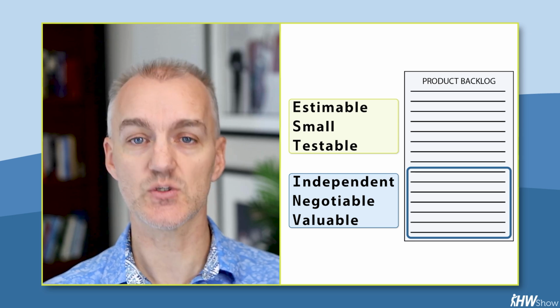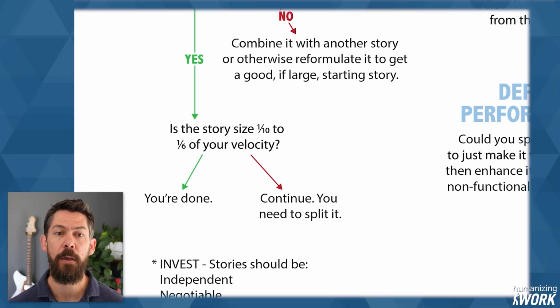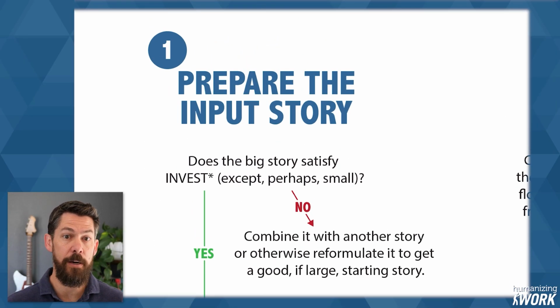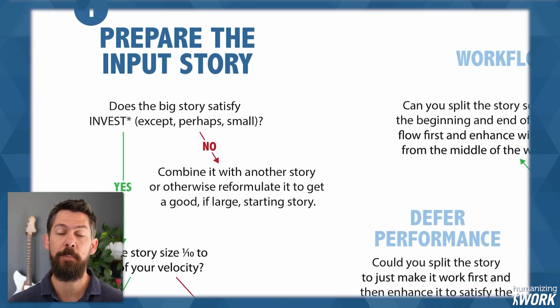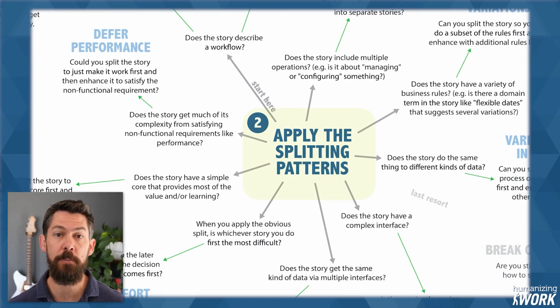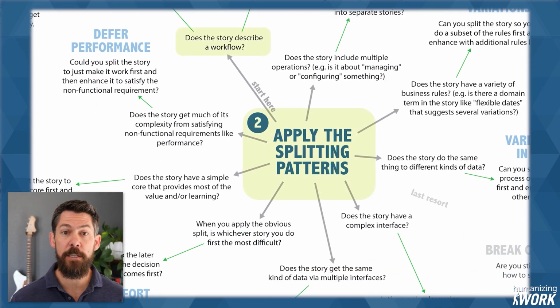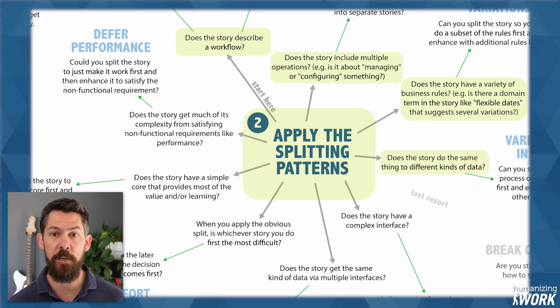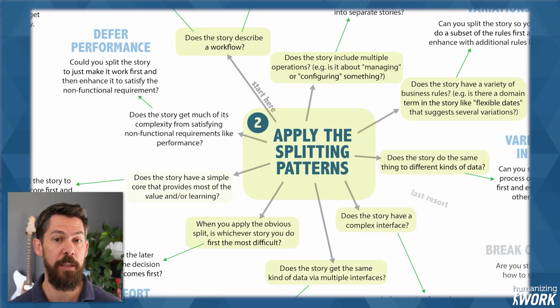Okay, so let's get to the actual patterns from the poster. Once we have a decent, if large, story to start with, we move to part 2, applying the story splitting patterns. These patterns describe several common kinds of functional complexity and useful ways to split through them. All right, Richard, so there are 9 different patterns in the poster. In your experience, is there one that people should learn first or explore, or is it really too context specific to suggest one or the other?